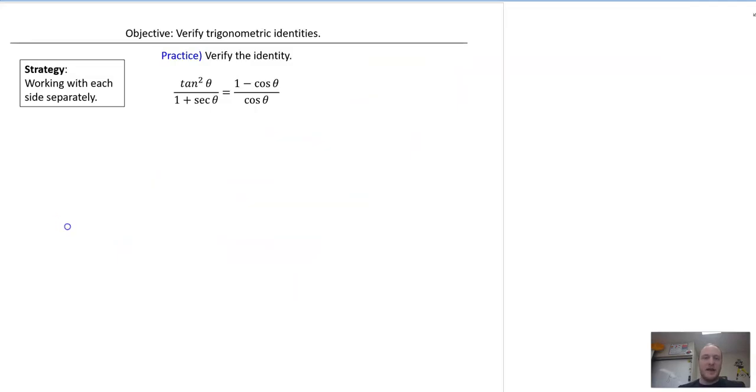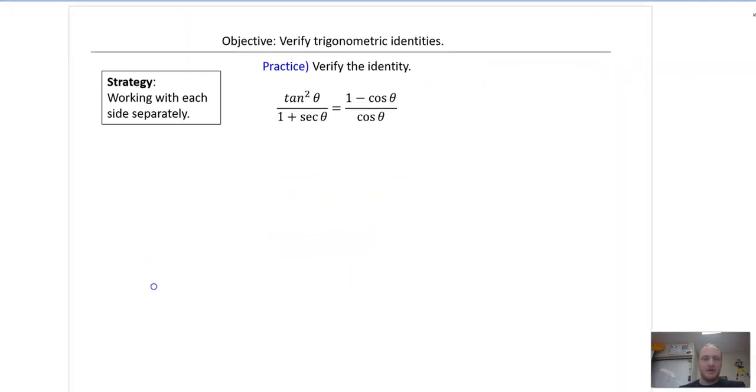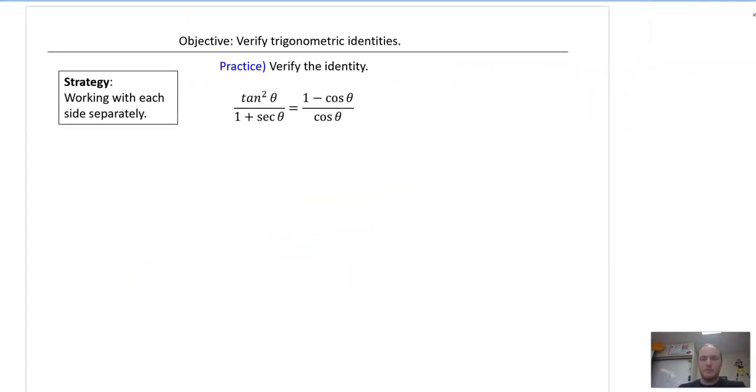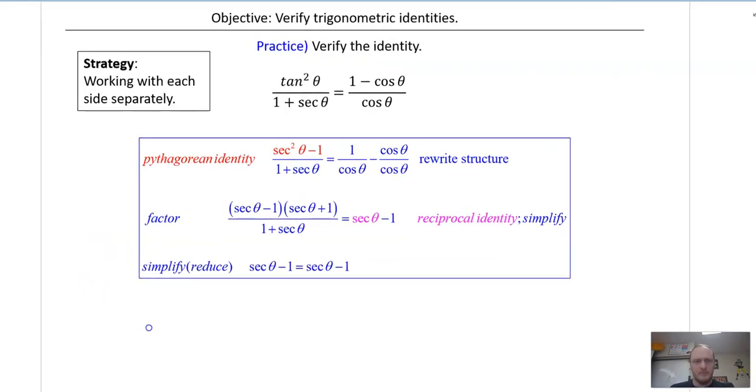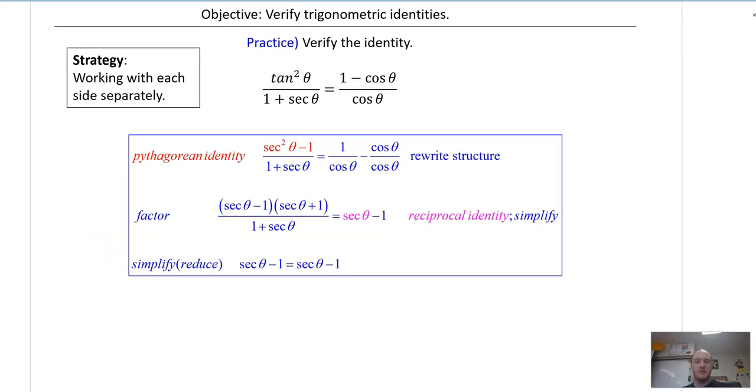All right, here's the last practice one, okay? Please go ahead and try this one, and I will post the solutions. All right, so here is the solution. Okay, if you separate them, again, swap out with the Pythagorean identity on the left, and then factor, we get secant theta minus 1. All right, that is it.